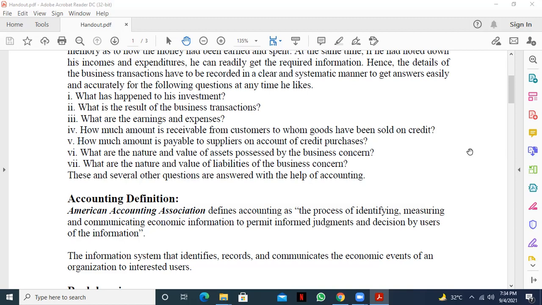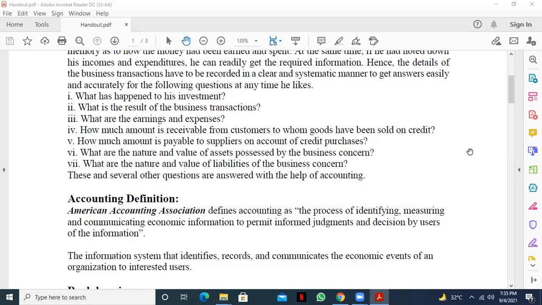From the measuring stage, like from the trial balance, we prepare financial statements. There are a total of five financial statements. Number 1 is the statement of financial position. Number 2 is the statement of financial performance. Number 3, statement of cash flow. Number 4, statement of changes in owner's equity, and number 5 is the notes. These are the five financial statements.